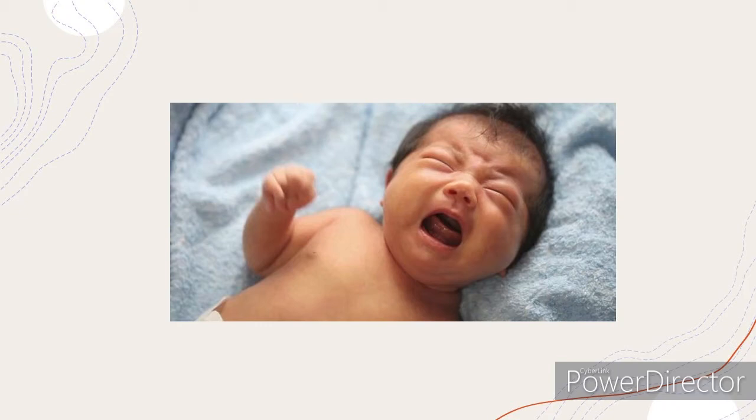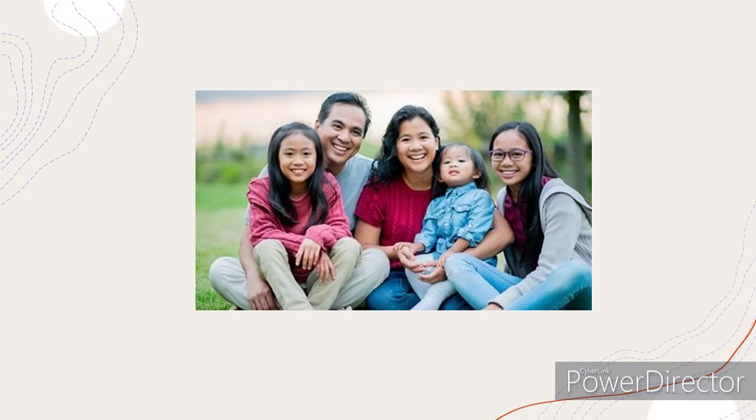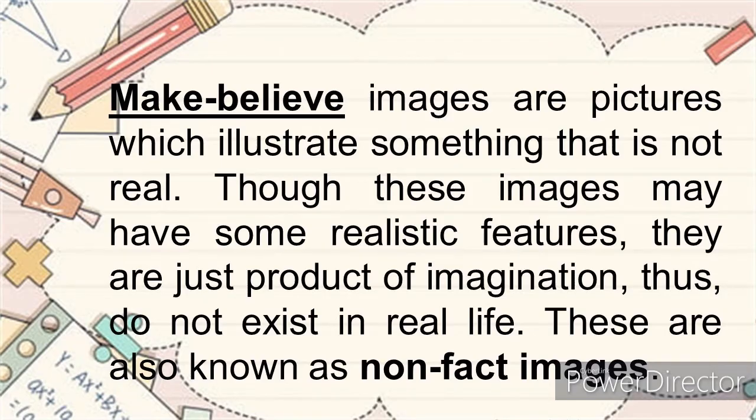Then let's proceed to the next one. This one is a picture of a real pencil. Then let's have the last example, which is a family picture. So as you can see, this one is a real image. We are done with real images. Let's now proceed to make-believe images.